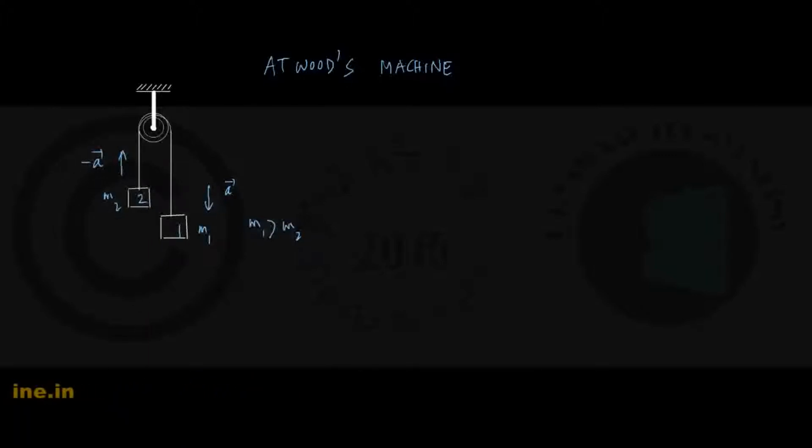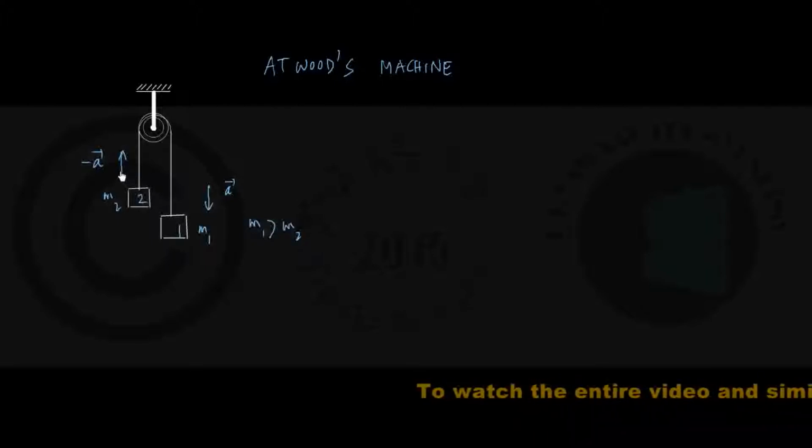This was a case of constrained motion, because since they are connected by a string that does not stretch under the weights, we can assume that both the blocks should move with the same acceleration. While 1 goes downward, 2 goes upward, but the magnitude of the acceleration remains the same in both cases.